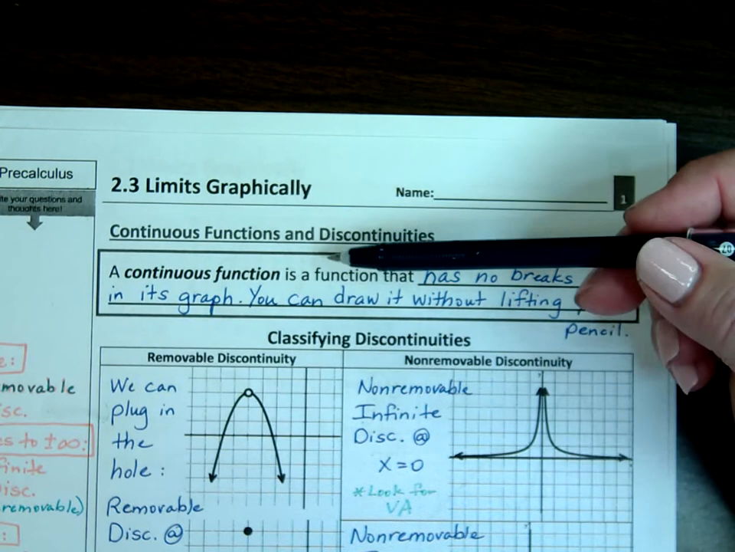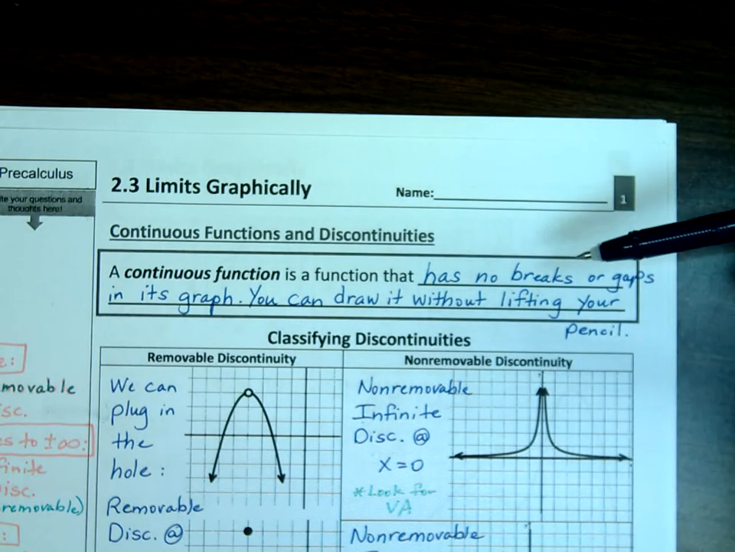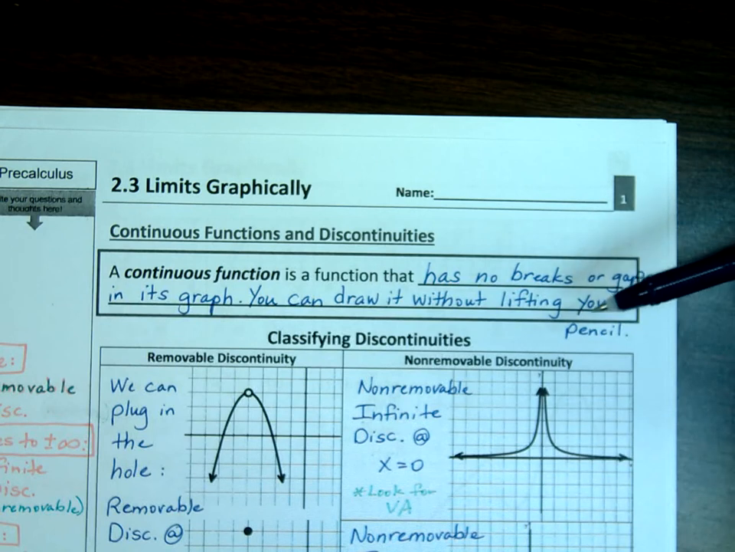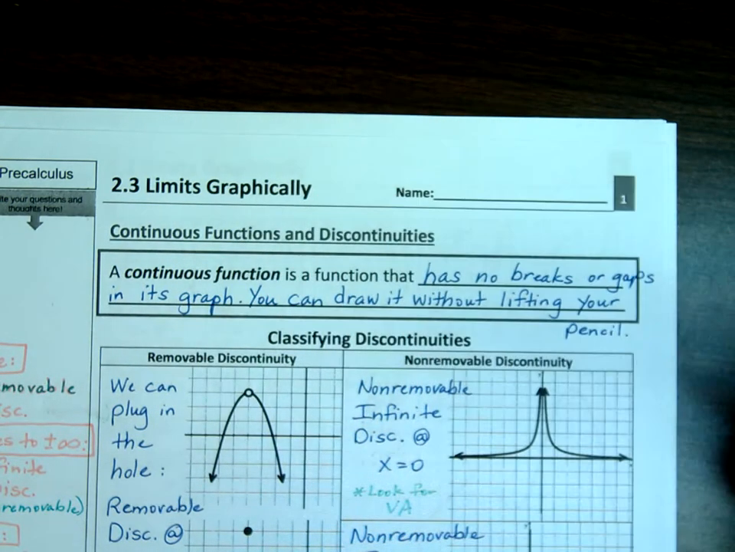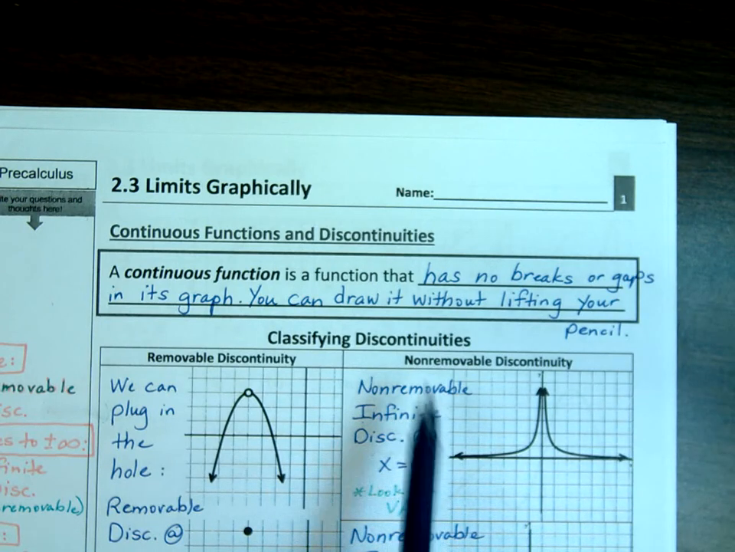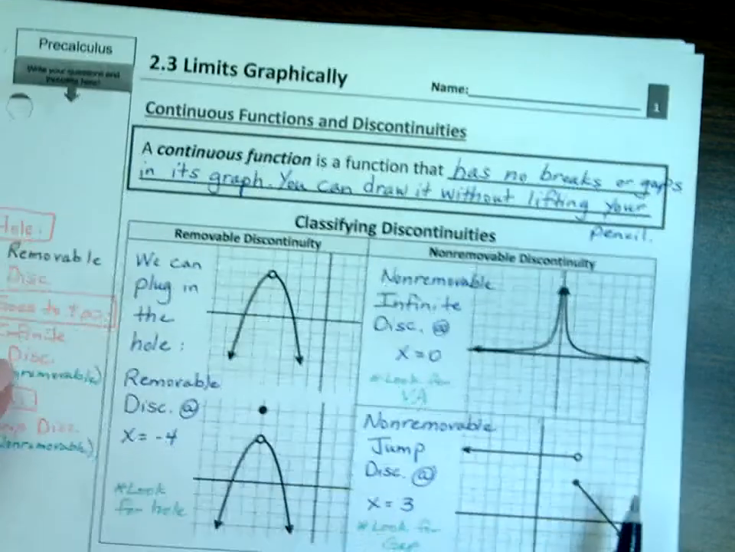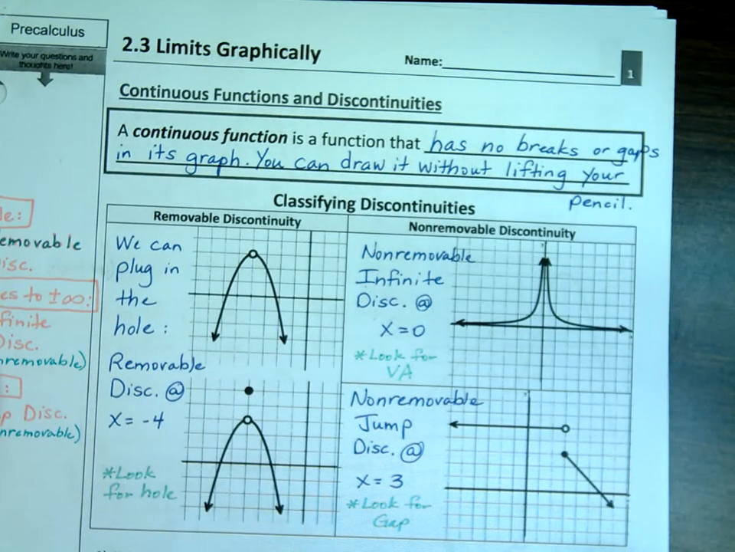So first thing, a continuous function is a function that has no breaks or gaps in its graph. You can draw it without lifting up your pencil. That kind of makes sense. If it's continuous, you can draw it and you don't have to lift up your pencil. So if it's not continuous, it's called discontinuous. And if it's discontinuous, there are three types of discontinuities that we're going to look at.